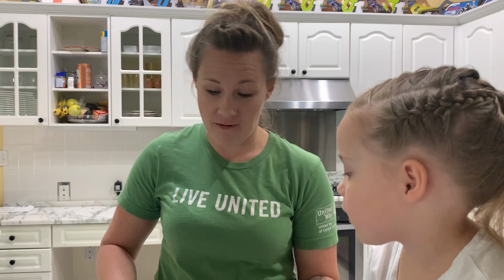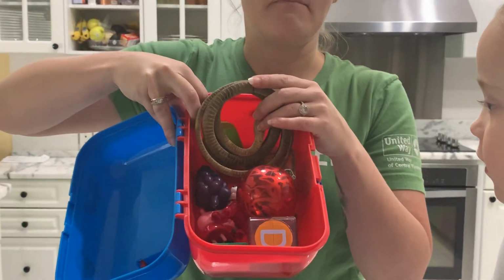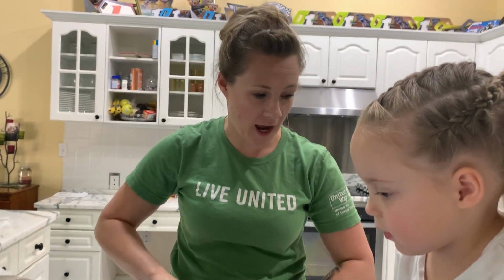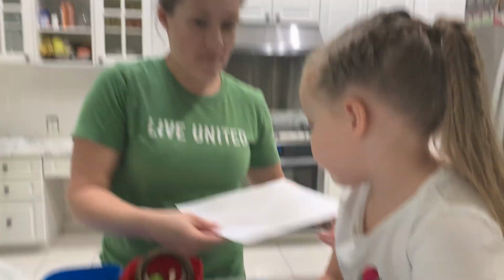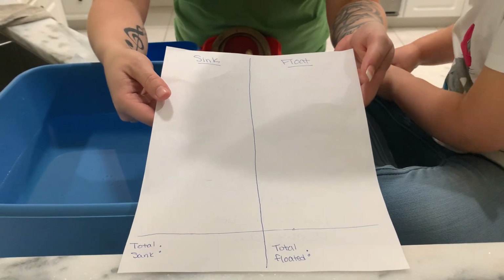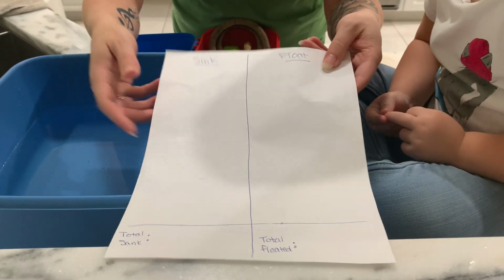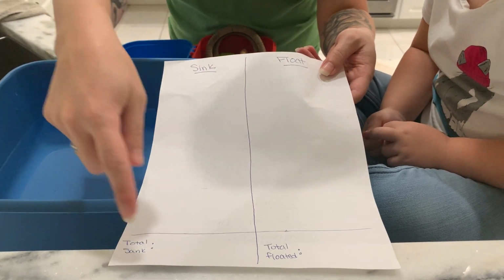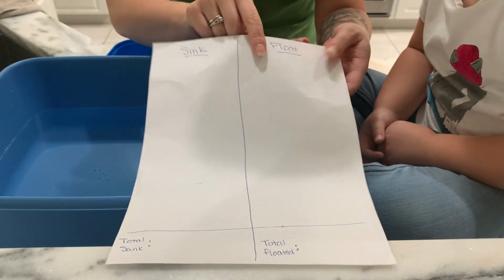For this activity you're going to want to make sure that you have some materials that will sink and some that will float. Cynthia and I have a little bucket here full of some different toys that we gathered that we're going to use today. We also have made a simple T-chart, and there's an example of this in the link as well. We're going to write down everything that sinks and everything that floats, and at the end we're going to come up with a total number for each.